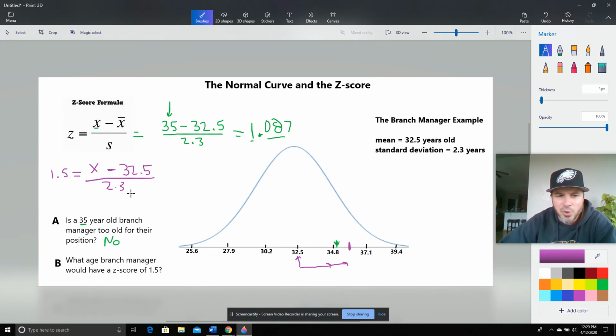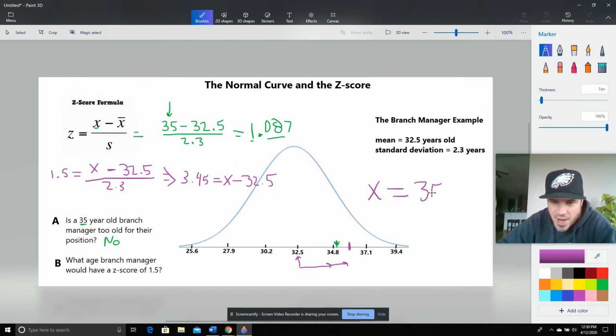So I'm going to multiply both sides to get the 2.3 gone. When I do that, 1.5 times 2.3 is 3.45, which is equal to x minus 32.5. Then I'm going to add 32.5 to both sides, and I find that this answer here is 35.95 years old. So almost 40.